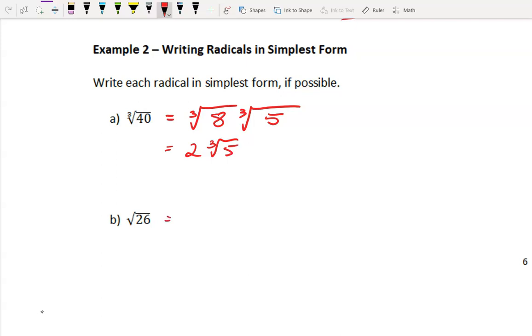Now look at the next one. I'm looking for a factor of 26 that's a perfect square. Alright, what are the perfect square factors? 4, 9, 16, 25. Any of those divided into 26? None of them. So what you need to do here is not leave it blank, not do anything, but it says write each radical in simplest form. So the simplest form is to do nothing. It can't be simplified. Okay?